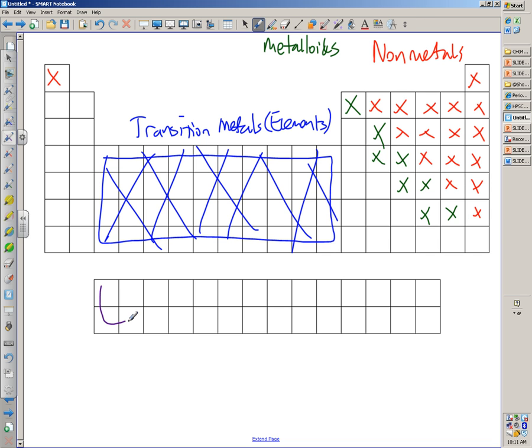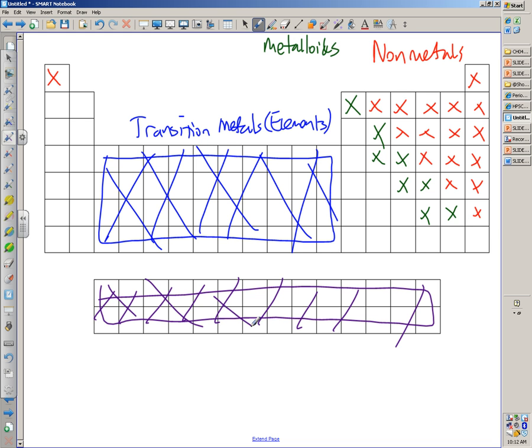And then these two rows down at the bottom we usually refer to as the inner transition metals, or the inner transition elements. So those two rows that sort of sit off on the bottom. The inner transition metals, or the inner transition elements.